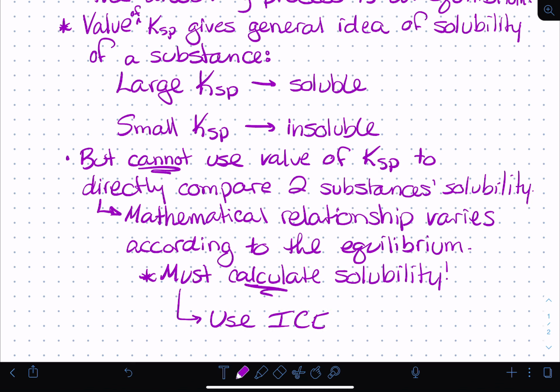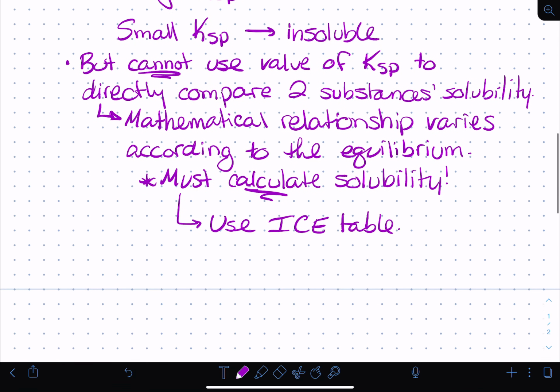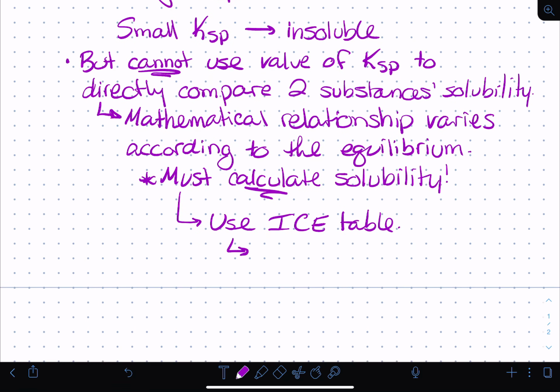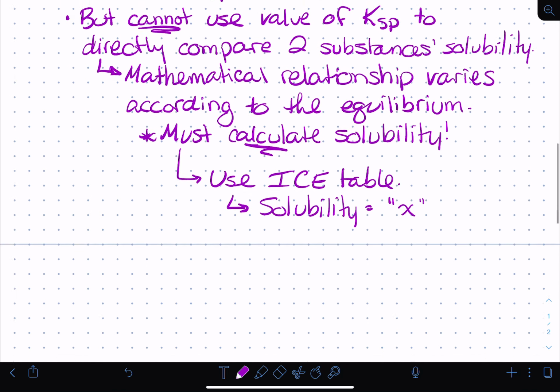And in our ice table, our solubility is going to be x. So we always use plus x, minus x to indicate the change in our concentrations as our system approaches equilibrium. And so we'll essentially just be solving for x in order to find the solubility of our substance.